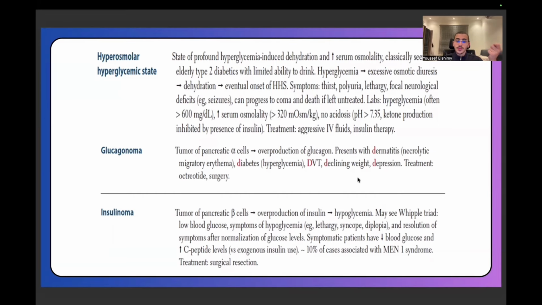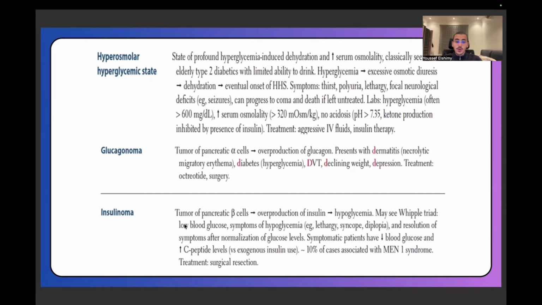The treatment is basically to stop this tumor. You give octreotide, which is basically a somatostatin. And we talked about the delta cells, they produce somatostatin that stops the alpha cells from producing glucagon. For insulinoma, it's basically the tumor of pancreatic beta cells. So there would be overproduction of insulin. So there would be over exaggeration of insulin production or insulin effects. So there would be hypoglycemia.